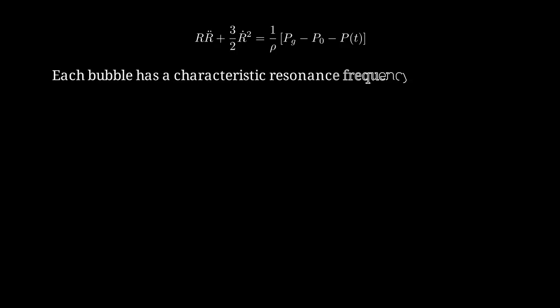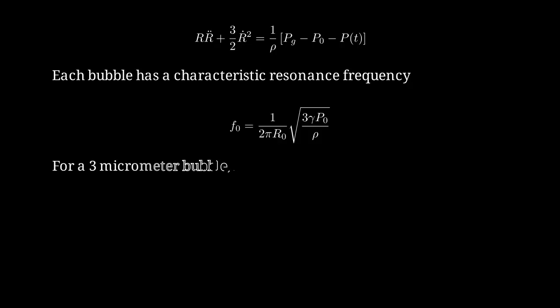Every microbubble has a natural resonance frequency where it oscillates most strongly. The resonance frequency equals 1 over 2π R0 times the square root of 3γ p0 over ρ. Let's work through a numerical example for a typical 3 micrometer diameter microbubble.